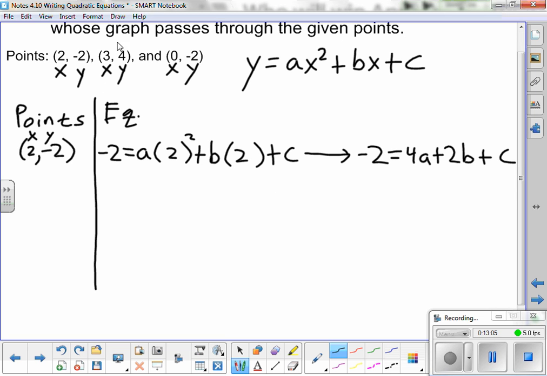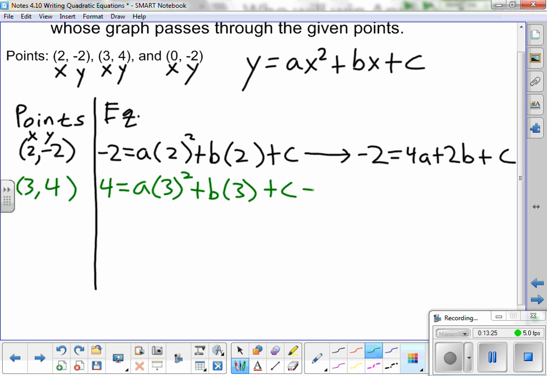Now, I'm going to do the exact same thing with the next point, so 3, 4. So let me do this in another color. So 3, 4. So my y is a 4 equals a times 3 squared plus b times 3 plus c. Simplifying that, I'll get 4 equals a 3 squared is a 9, so I'm going to get 9a. 3 times b is 3b plus c.